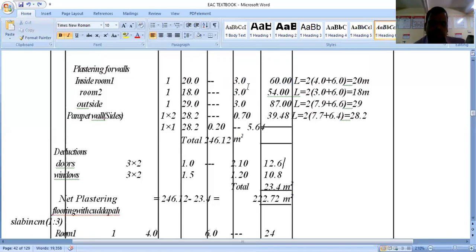In the same way, what about room 2? It is again one number. 18 is the length we calculated for the second room, so just write 18 here. The width will again be dash and the height will be no doubt 3 meter. 18 into 3 will be 54 square meter. Now, we have completed the internal plastering. What we have done here is taken the internal plastering.